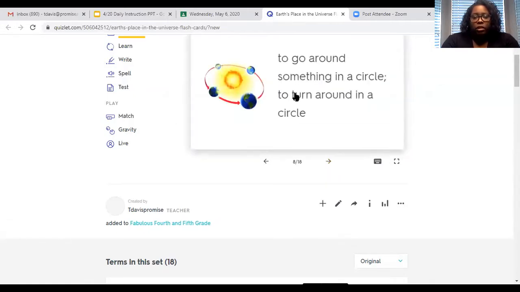Revolve. To go around something in a circle, to turn around in a circle. So Earth revolves, or makes a complete revolution, around the sun. However, as it's revolving around the sun, it's also rotating on its axis.